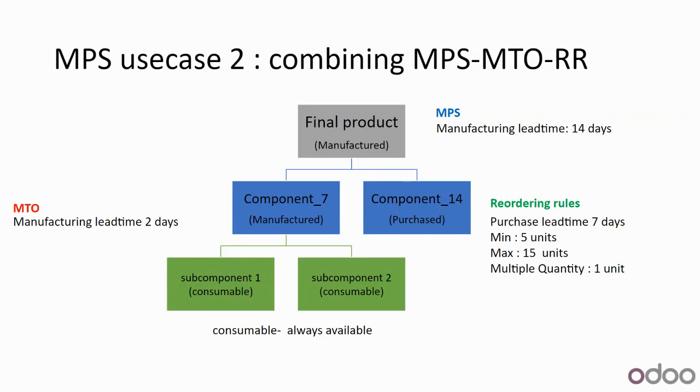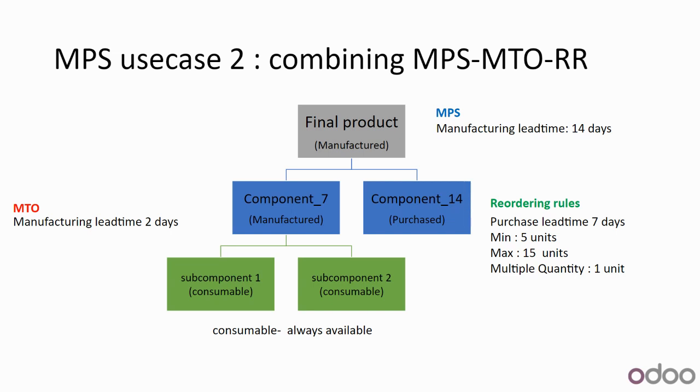In this second MPS use case, I'll still follow up my final product with the mass production schedule, but I'll use other replenishment methods for my components. If you would like to know more about which replenishment method to use for which kind of products or for which kind of use cases, there is going to be a dedicated high-level presentation on the big differences between those three replenishment methods. It's going to be available on our forum, so please check that one if you would like to have more details on the differences.